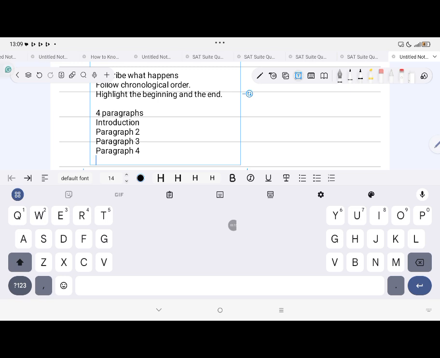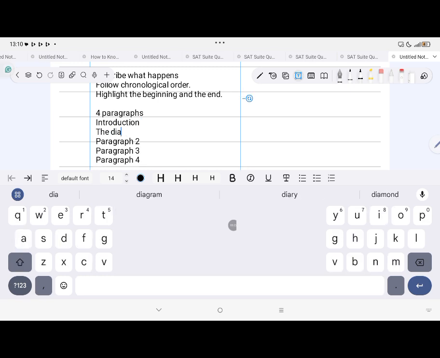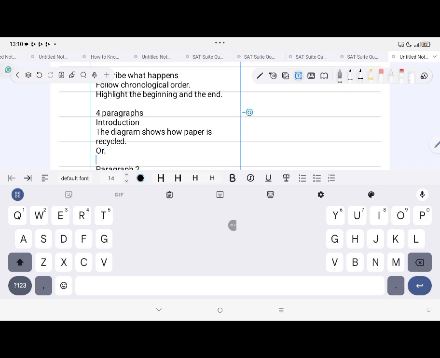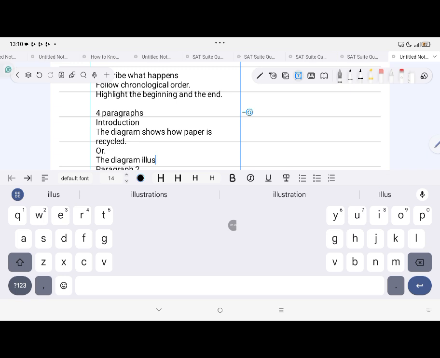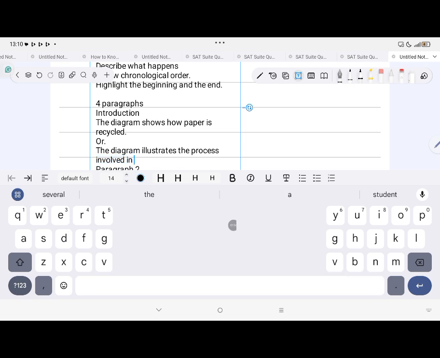You have paragraph 1, which is the introduction. For instance, just something basic like: the diagram shows how paper is recycled, or the diagram illustrates the process involved in recycling paper. Illustrates should be double L. Something very basic.